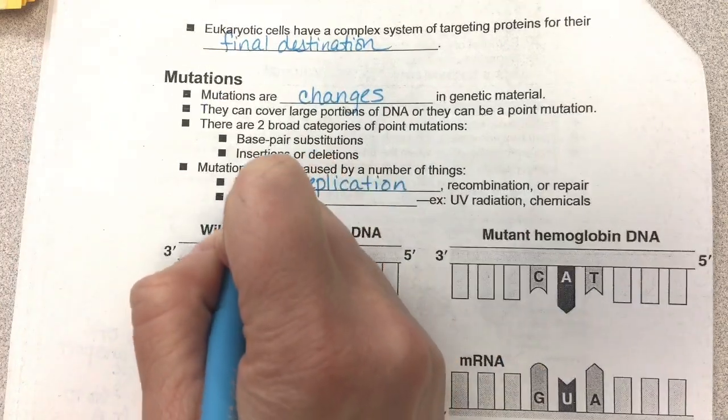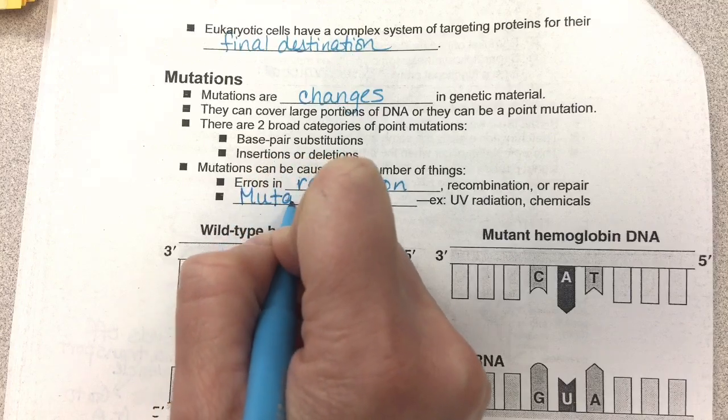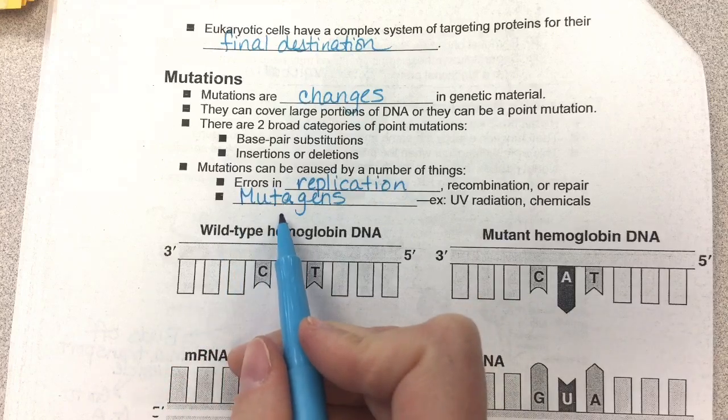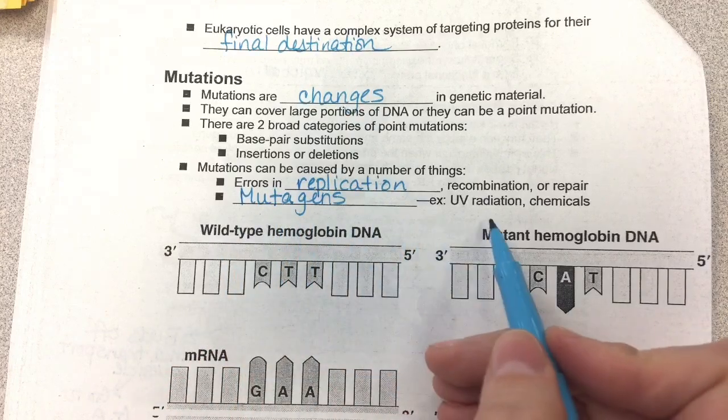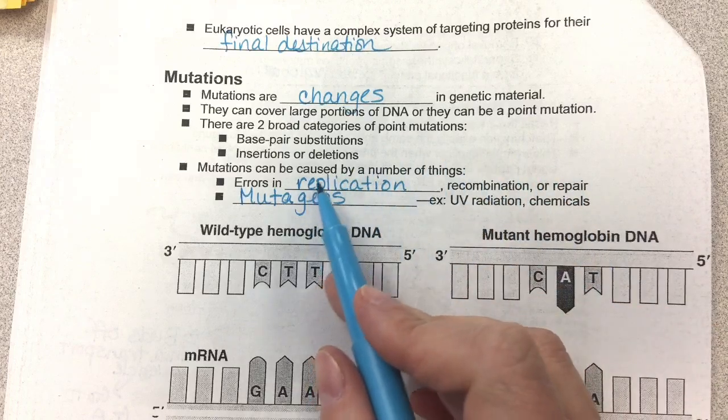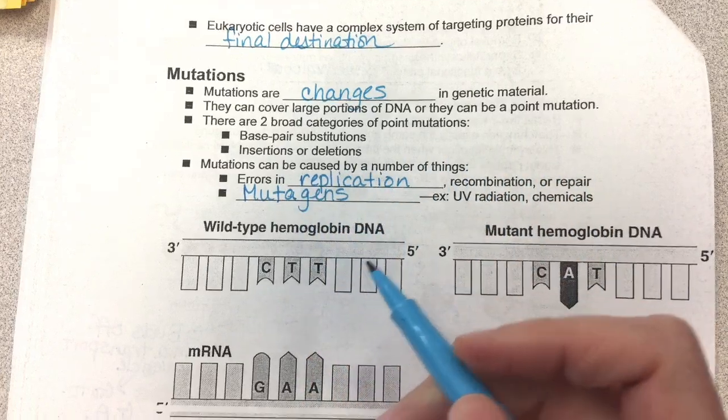And then things called mutagens. These are things that are known to change your DNA. So UV radiation, certain chemicals mutate your DNA. So those are known things.